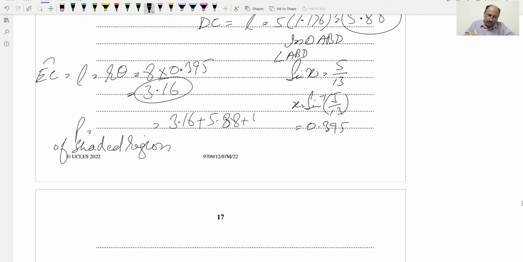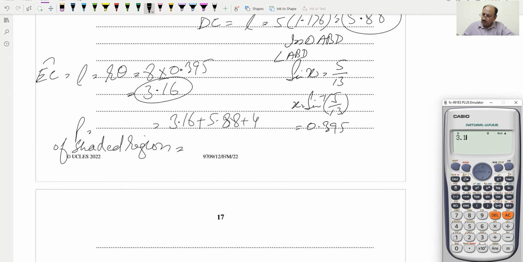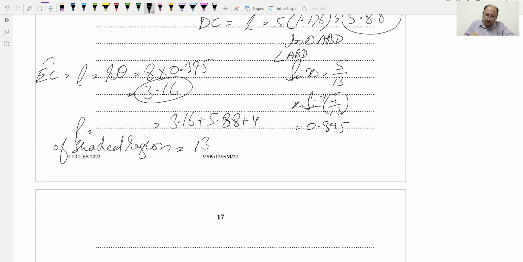So plus 4, and this is equal to 3.16 plus 5.88 plus 4, which is equal to 13.04. So 13.04, and we can round it to 13. This will be the final answer.